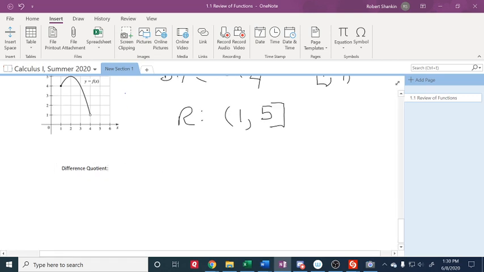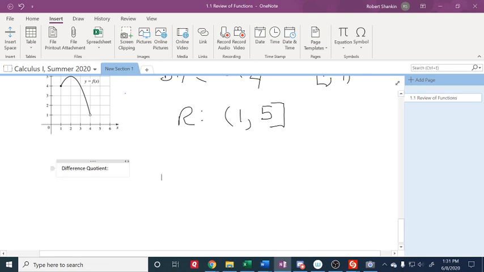And so a difference quotient is... there are two different forms of a difference quotient. And this idea is going to show up very soon in the calculus portion when we get to the new material.